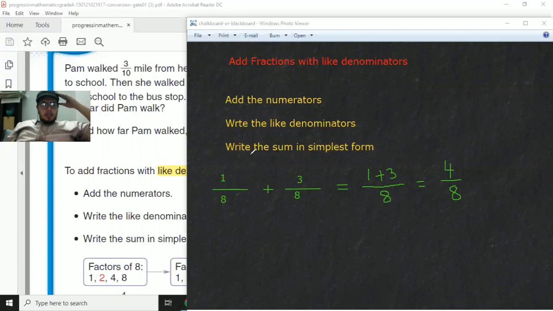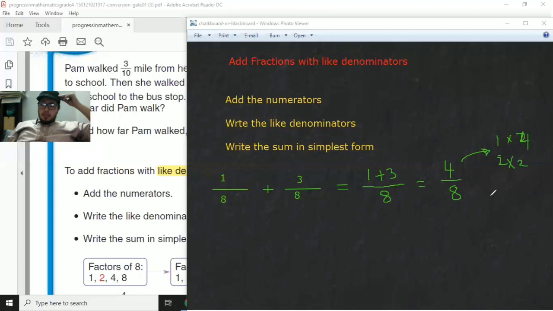And what is the last step? The last step is to write the sum in simplest form. As we studied before, the simplest form or the lowest term. Do you remember the lowest term that we studied before? I will get the factors of 4. 4 comes from 1 times 2... 1 times 4 and 2 times 2.